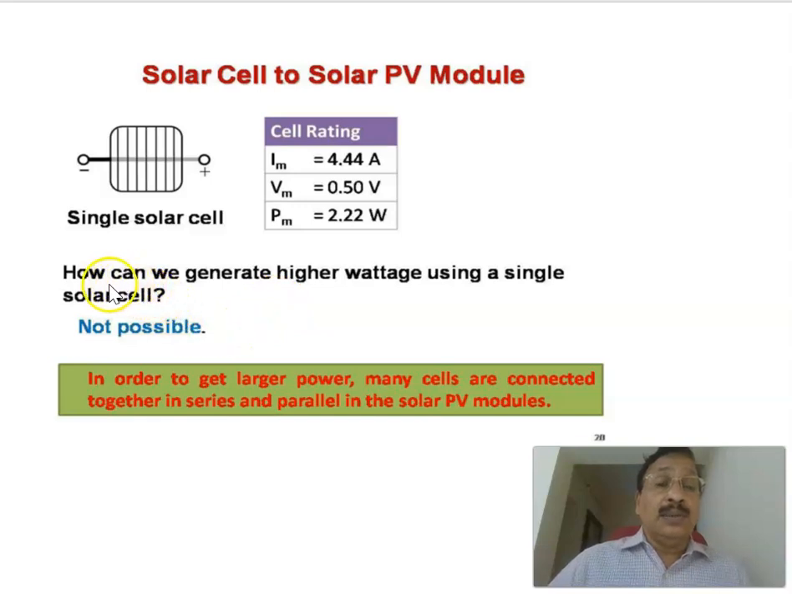Now the question is, how can we generate higher wattage using a single solar cell? By a single solar cell, we cannot produce that. In that case, we will have to connect the solar cells in series and parallel combination. If you connect the solar cells in series, you can increase the voltage rating. If they are connected in parallel, you can increase the current rating. Therefore, by connecting the solar cells in series and parallel, you can increase the voltage rating as well as the current rating, and thereby the power rating can be increased.